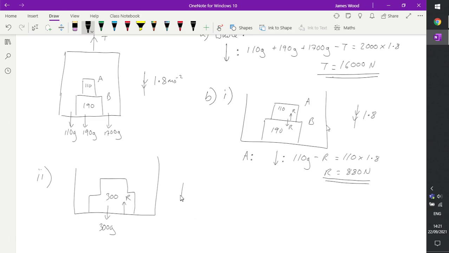So if I resolve, I'm going to go downwards, so that'd be 300g minus R equals the mass times the acceleration downwards, I forgot to put that on there, of 1.8. So then R is 2,400. So this force here, the reaction force between B and the floor of the lift, is 2,400 newtons.